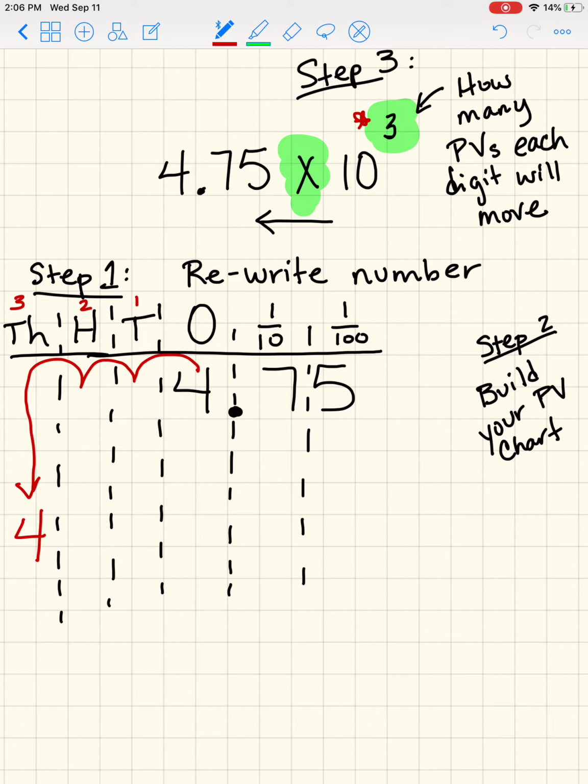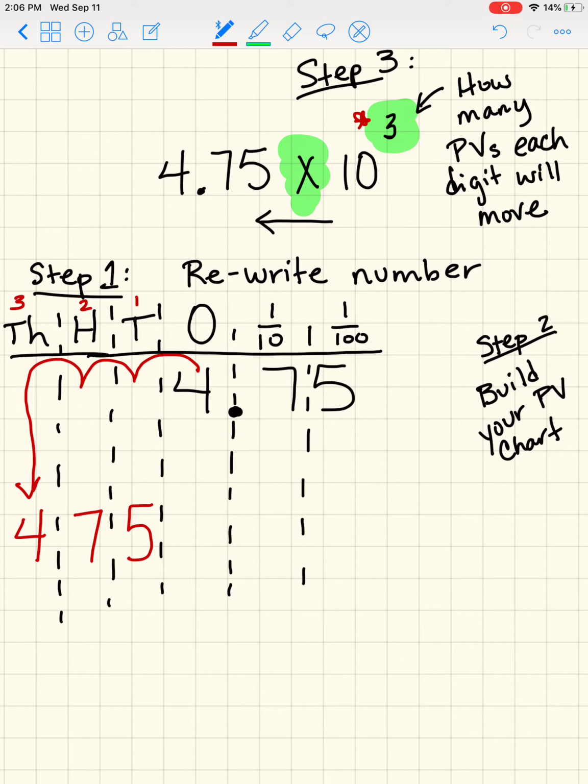Well, 4 is the leader. The 7 and the 5 are the followers. They're the best friends, so they're going to travel with them. So the 7 is going to move 3 place values, and it will land in the hundreds place value. And finally, the 5 is going to be in the tens place value.